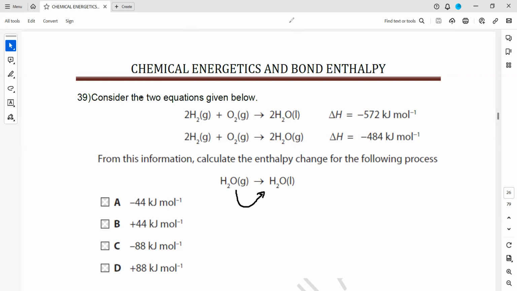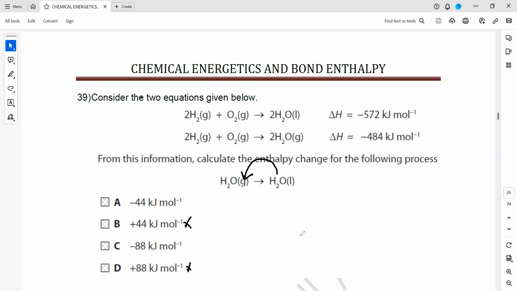Look, when gas is turning into a liquid, it should be an exothermic change, because when gas turns into liquid, particles come closer to each other and release energy to the surroundings. So B and D cannot be an answer. B and D could be answers if a liquid was turning into a gas. But here a gas turned into a liquid, so the reaction should be exothermic, so the enthalpy change must be negative.